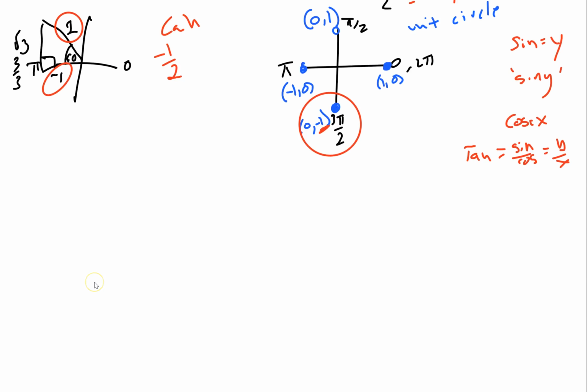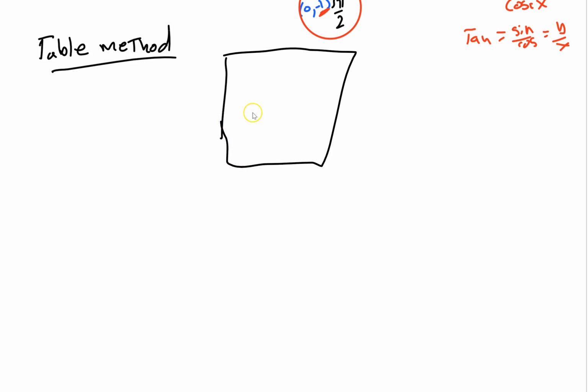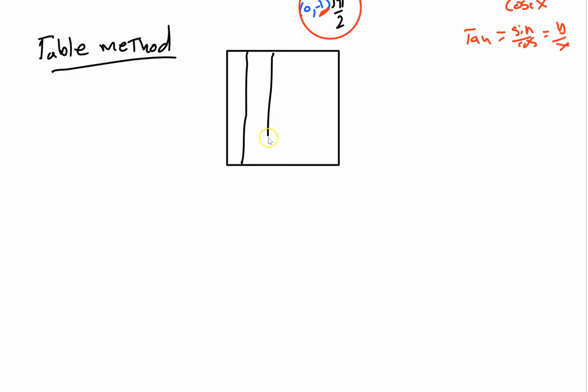Let's move on to the table method. Again, I think this is the one that most people are probably going to do. It also requires some memorization, probably the least amount. So the table method is this. We draw a little table. Not the best, but whatever. Sine, cosine, tan.